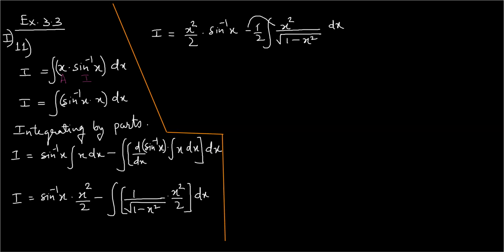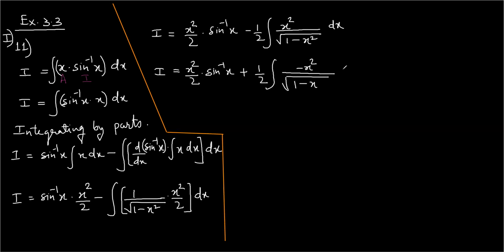I hope you understand what I'm saying. So the next step is I write here x square by 2 and sine inverse of x plus 1 by 2 and integral minus x square upon square root of 1 minus x square dx. Okay, and why am I doing it? This is actually a transformation going on.